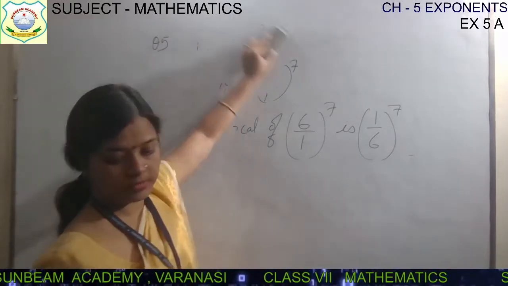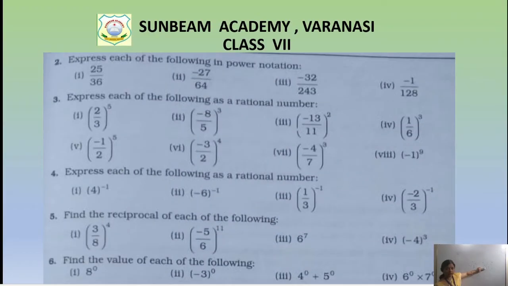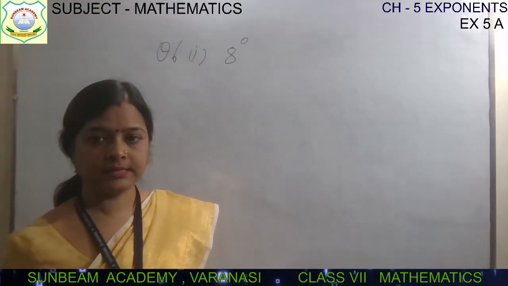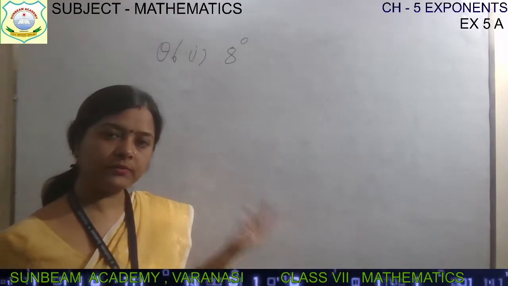Now let's move to the next question. Next question is question number 6, children. Find the value of each of the following. चलिए इसको वैल्यू निकालते हैं. फाइंड द वैल्यू. क्वेश्चन नंबर 6 फर्स्ट पार्ट. I hope you have remembered this. 8 to the power 0, children. Let's see this. 8 to the power 0 is what?